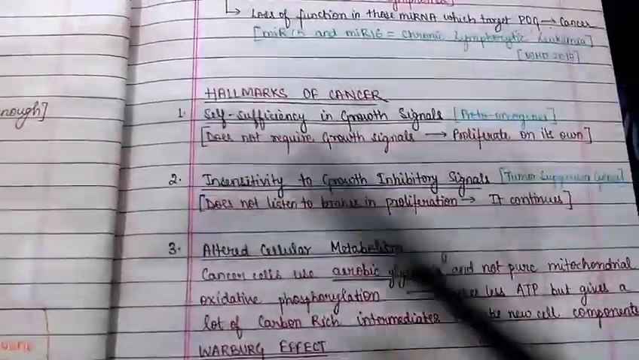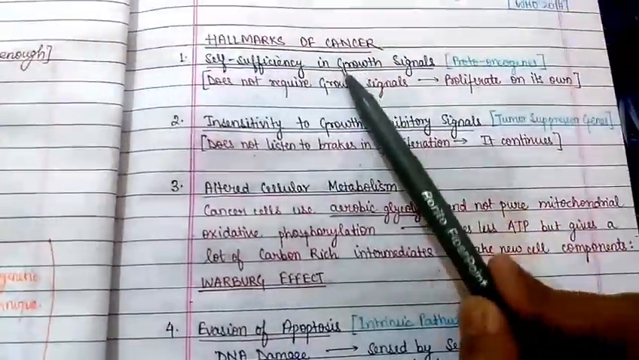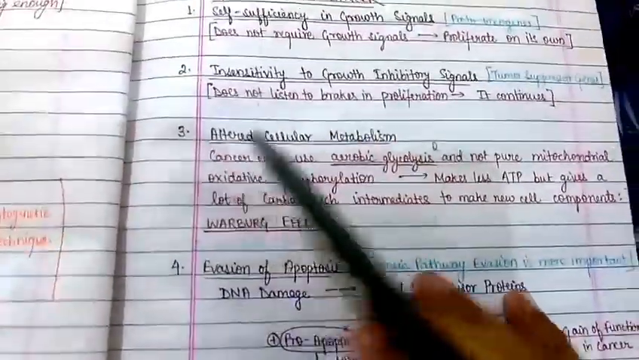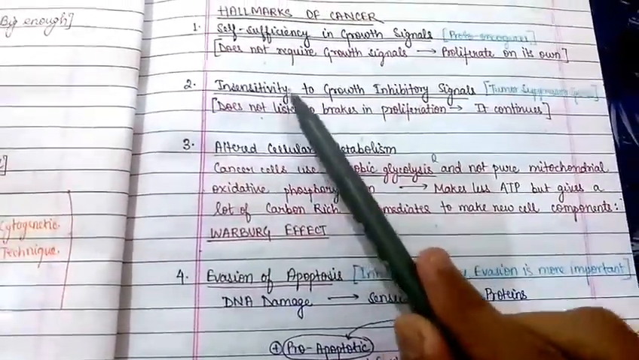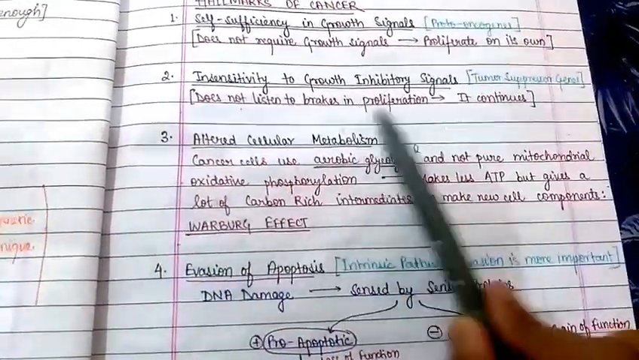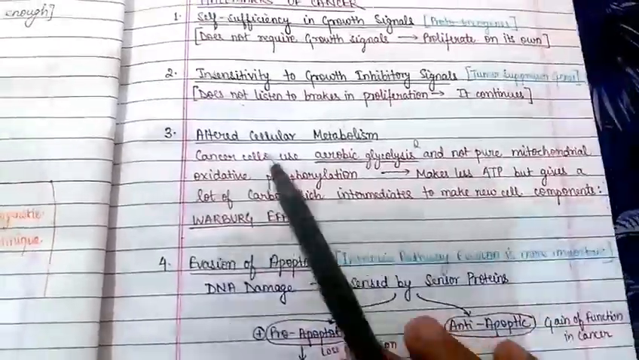Clear? Now coming to the hallmarks of cancer. So the first hallmark is self-sufficiency in growth signals. Okay, it does not require growth signals, it proliferates on its own. So this is the first hallmark. The second hallmark is their insensitivity to growth inhibitory signals. Okay, they do not listen to brakes in proliferation, it continues to proliferate.